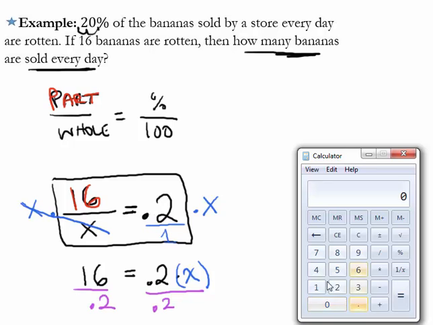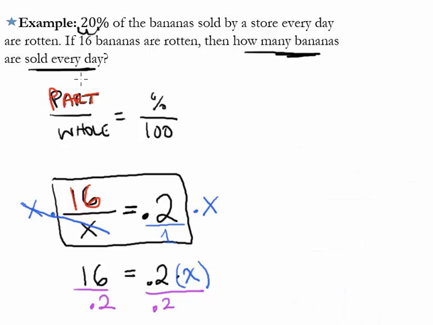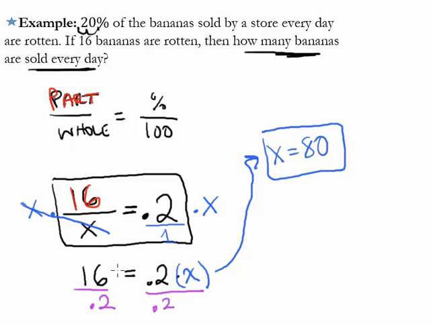We can clear that. And we have 16 divided by 0.2. Do we think the number is going to be larger or smaller? Let's see. Turns out that we have x equals 80. So this leads to x equals 80. The number actually got larger. That's because when you divide by a number that is less than 1, your number is going to grow. When you divide by a number that's greater than 1, your number is going to shrink. And so x equals 80, so how many bananas are sold every day? There are 80 bananas sold every day.